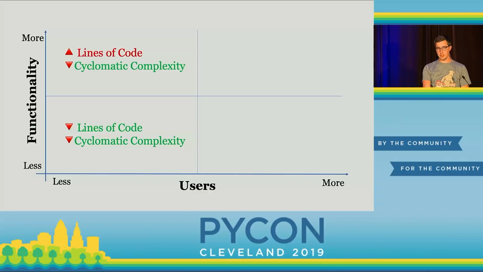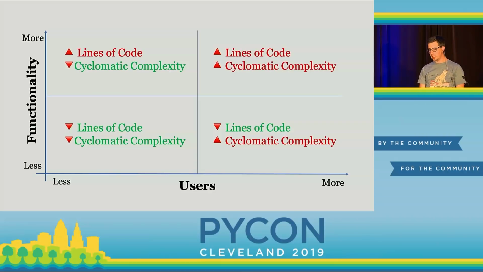As you add more features, you tend to write more code, so the lines of code measure will go up. As you have more users, you have to support more edge cases, more platforms, more scenarios, and you tend to increase the cyclomatic complexity of the code as well.